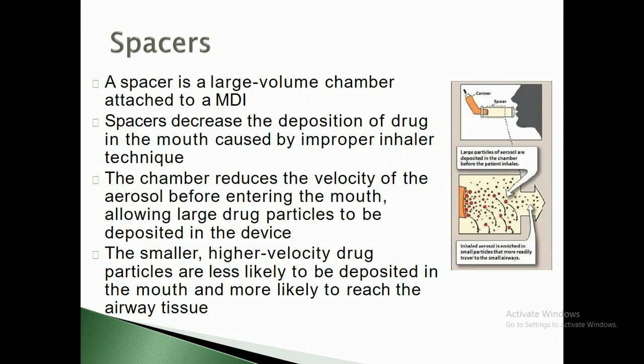Spacer. A spacer is a large volume chamber attached to the metered-dose inhaler. Look here, these are spacers, and you can see the spacer decreases the deposition of the drug in the mouth caused by improper inhaler technique. The chamber reduces the velocity of the aerosol before entering the mouth, allowing large drug particles to be deposited in the device. The smaller, lower velocity drug particles are less likely to be deposited in the mouth and more likely to reach the airway tissue.